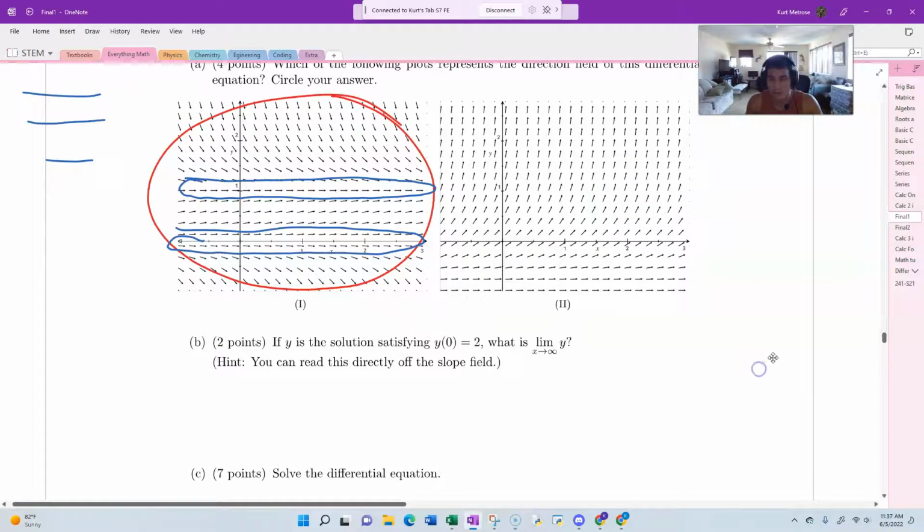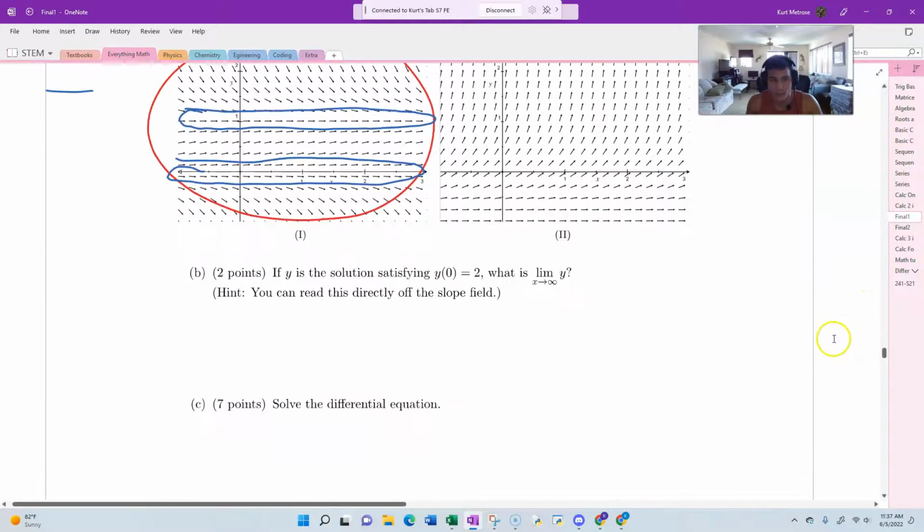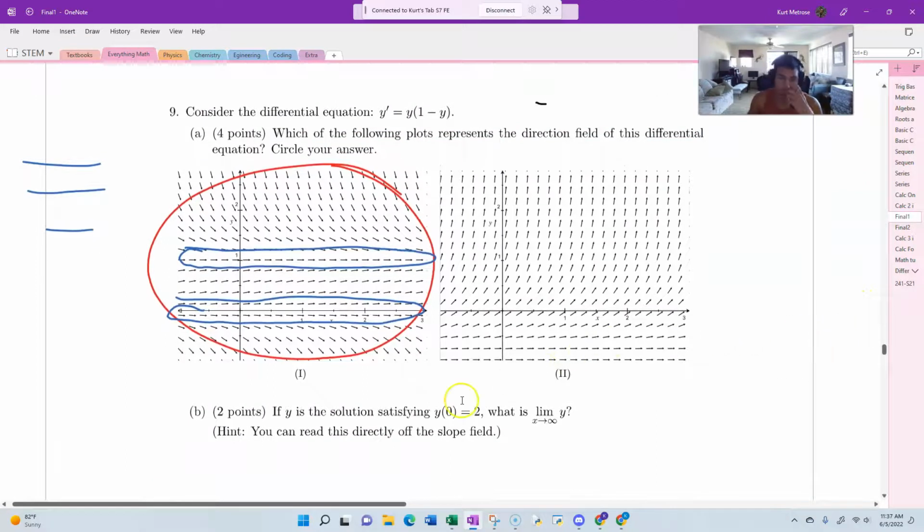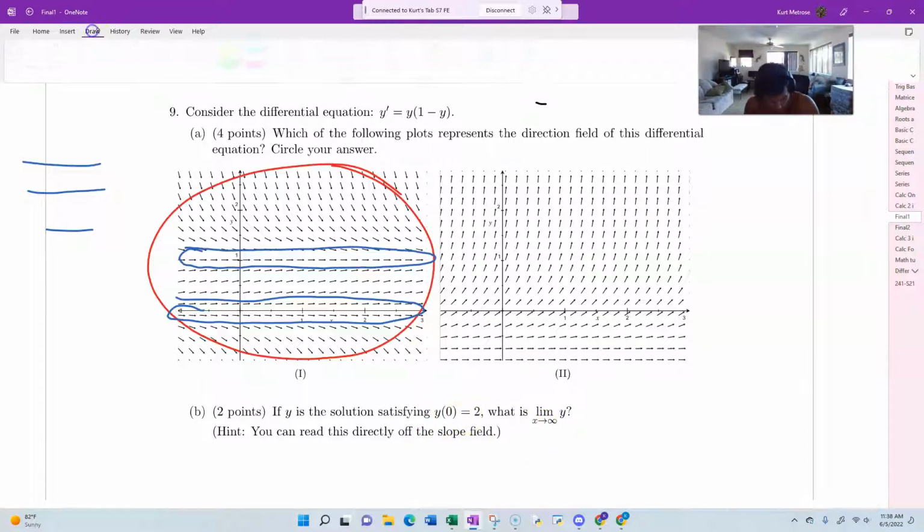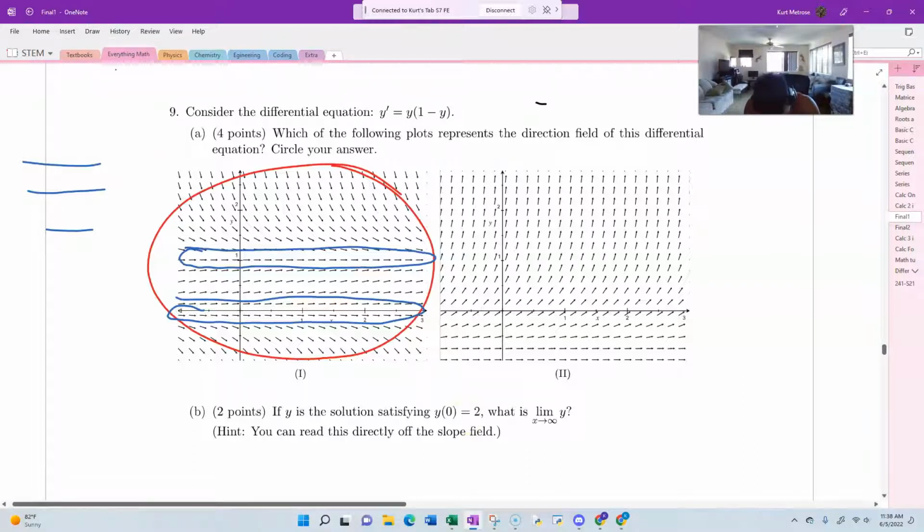For this next one, we want to find the limit of y, and note that y of 0 is equal to 2. So I'm going to plot that point: where x is equal to 0, right here, and y is equal to 2, right here. Then it says, as x goes to infinity.